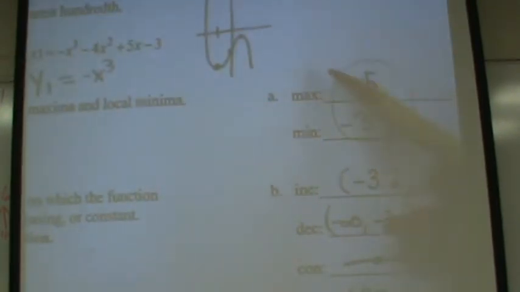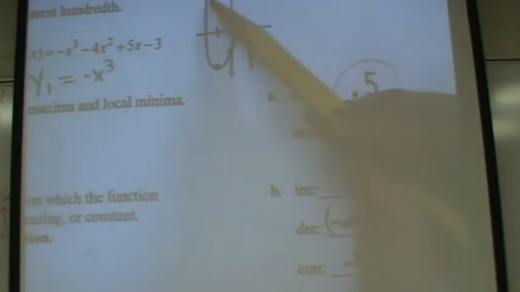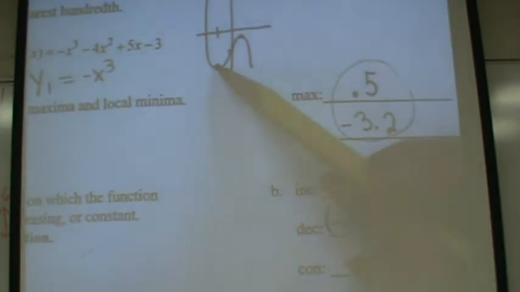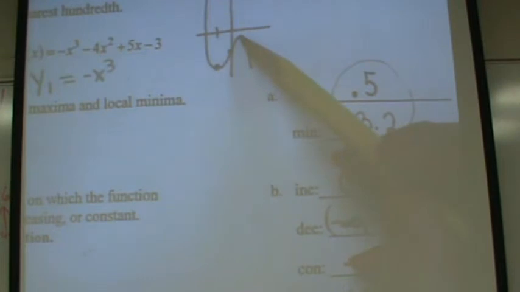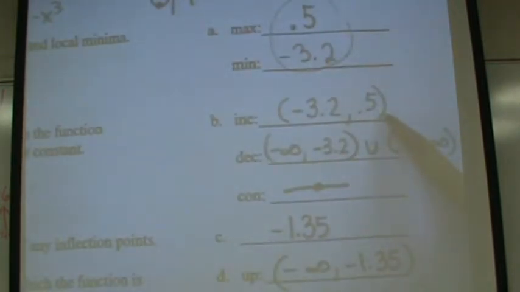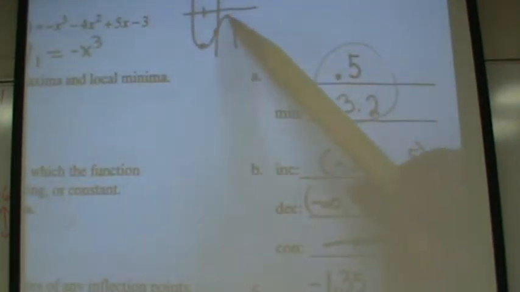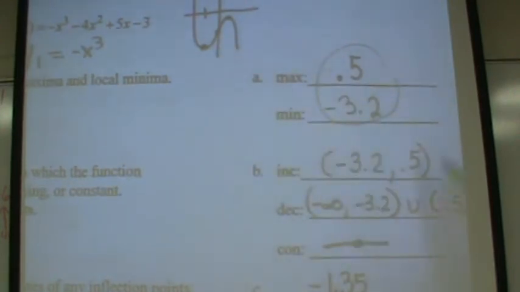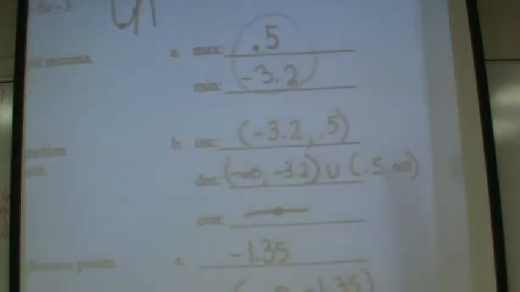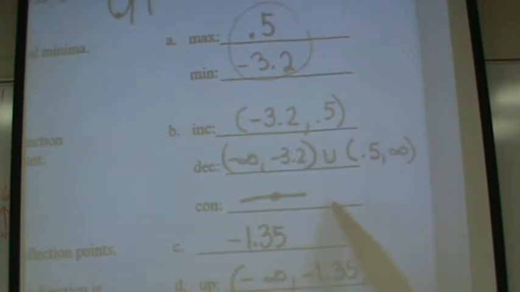So now, how do you describe this graph? It's increasing from -3.2 to 0.5, and remember, we don't use brackets, we use parentheses. It's decreasing from -infinity to -3.2, and it's decreasing from 0.5 to positive infinity. There's no constant on this one. Do you remember how to find the inflection point? How do you find the inflection point? You add up your 2, max and min, and divide by 2.